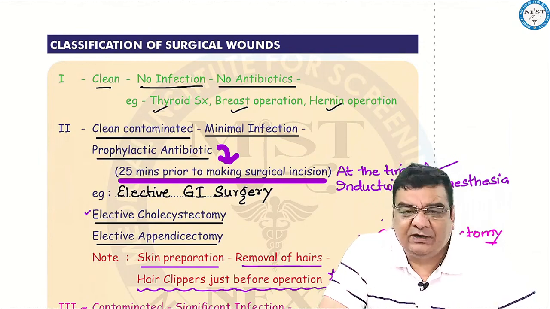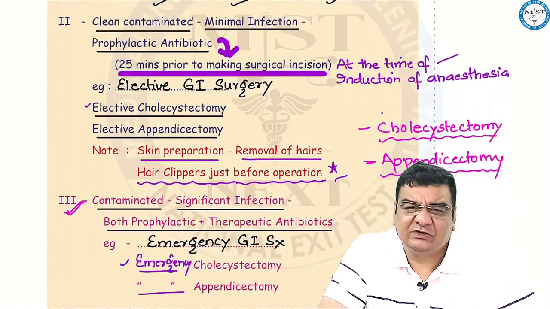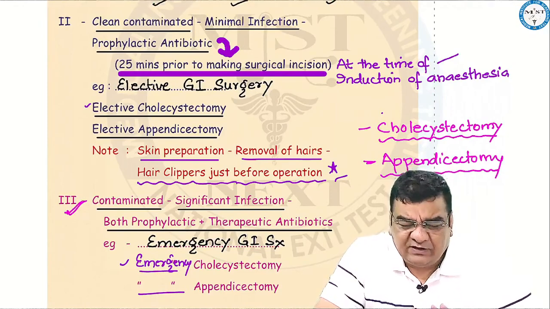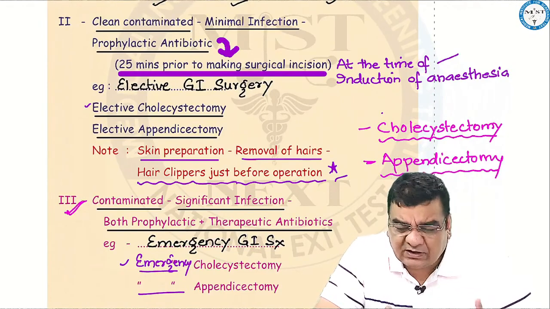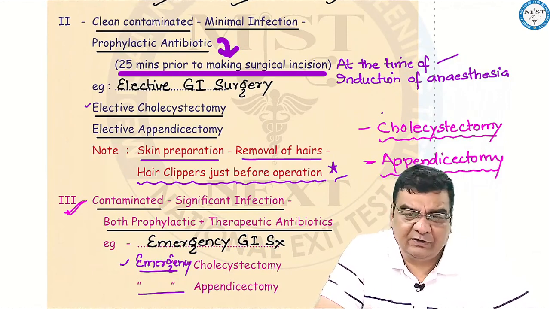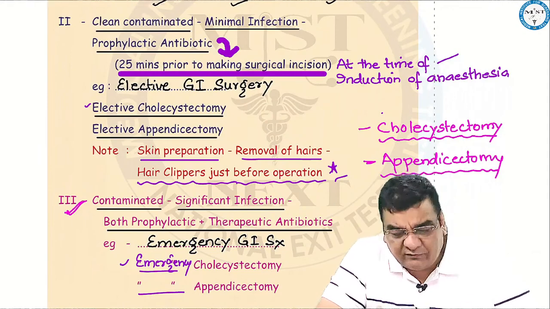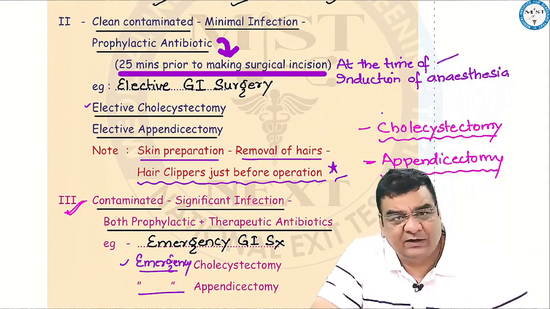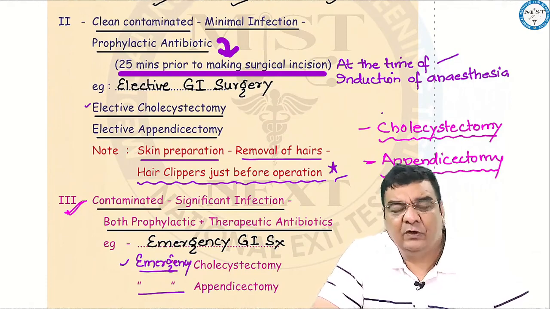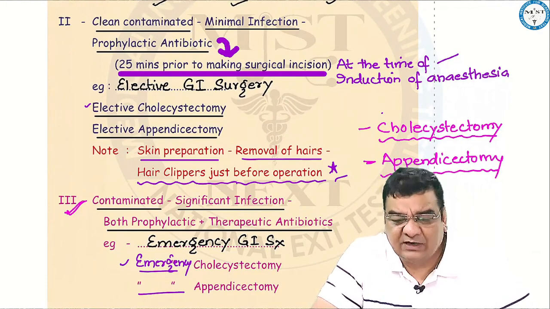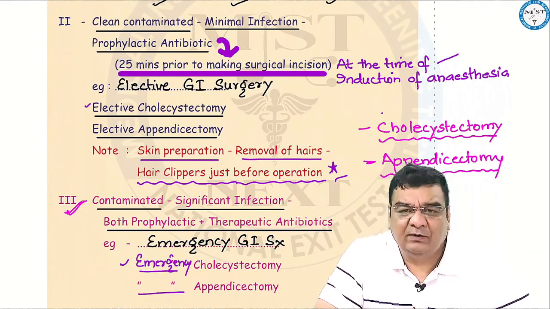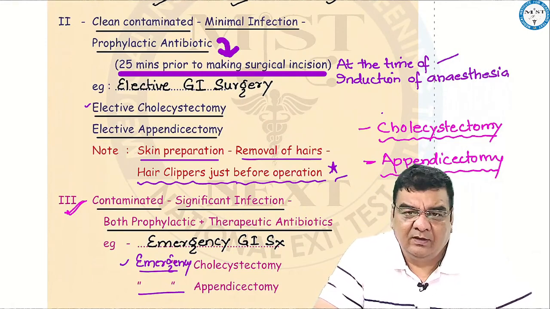Class 3 or contaminated, emergency GI surgery. When you are doing surgery in the GIT, and especially when there is acute inflammation, when there is a huge bacterial load inside, then the chances of infection will definitely be high. In these cases, we give the antibiotic before surgery, the same 20-30 minutes before starting the surgery. And we also give therapeutic antibiotics after the surgery, just to reduce the bacterial population.